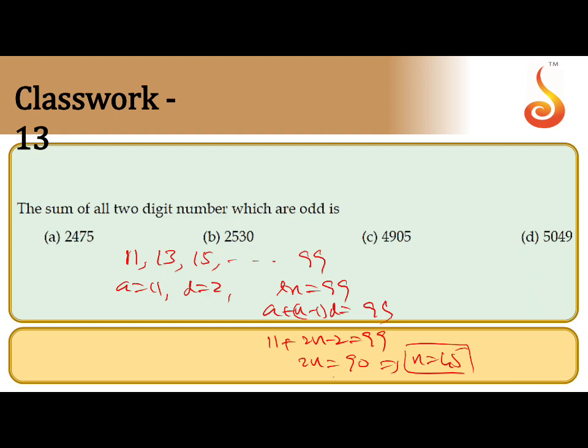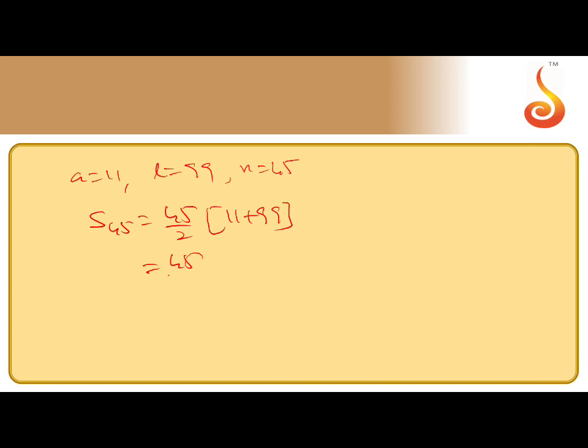We got the n value, a is there, d is there, and the last term is also there. You have to find the sum, so you can take the formula. Now a is 11 and l is 99, and n equal to 45. So Sn equal to 45 by 2 into (first term plus last term). So 45 by 2 into, what comes here? 110. So 45 into 55.